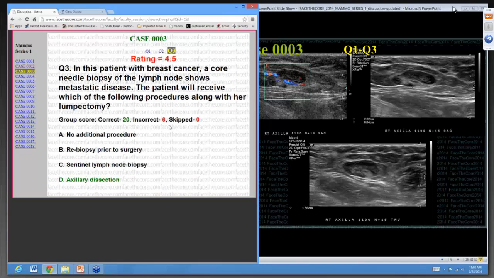In this patient with breast cancer, a core biopsy of the lymph node shows metastatic disease. The patient will receive which of the following procedures along with her lumpectomy? The majority of you got this question right, in the sense that this patient would require an axillary dissection. If an abnormal axillary lymph node is seen on ultrasound in a patient with breast cancer, it should be subjected to a core biopsy. If the pathology shows to be metastatic, the patient undergoes axillary dissection. However, if the node is benign, the patient is scheduled for sentinel node biopsy at the time of surgery. This is the important point.